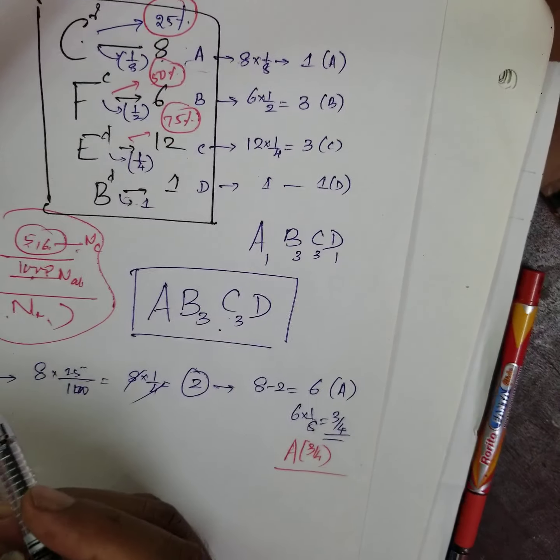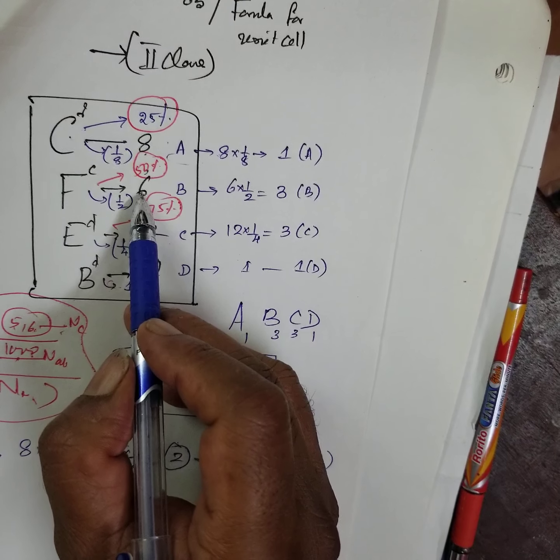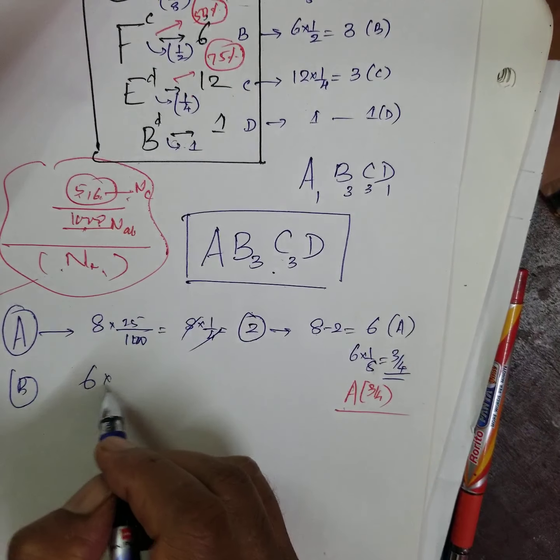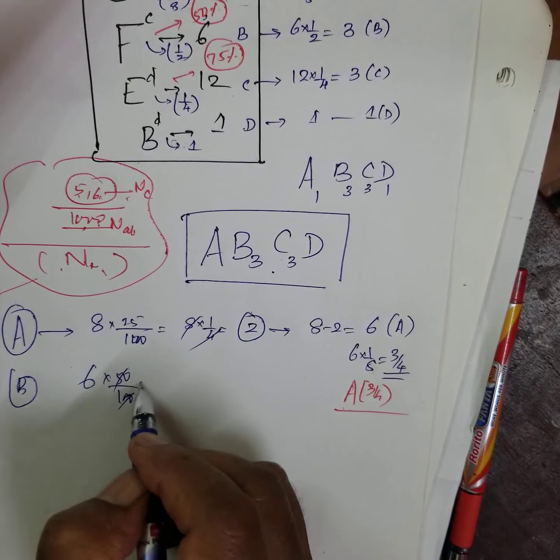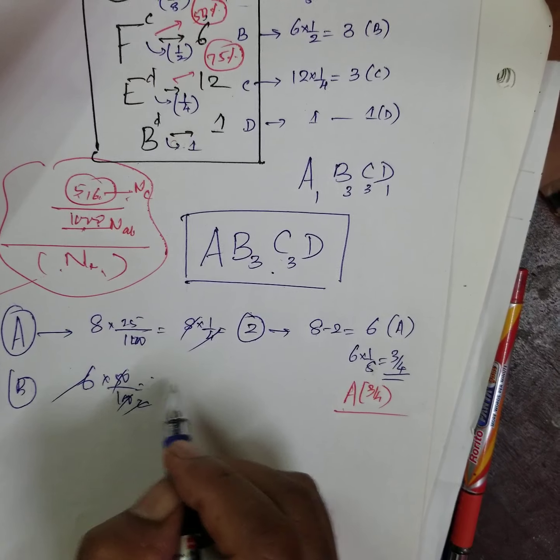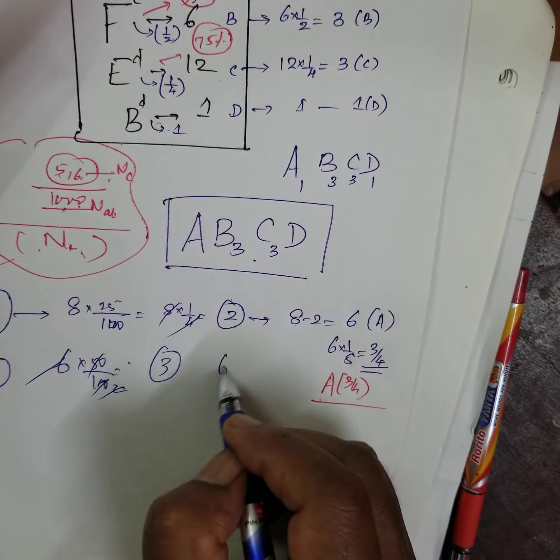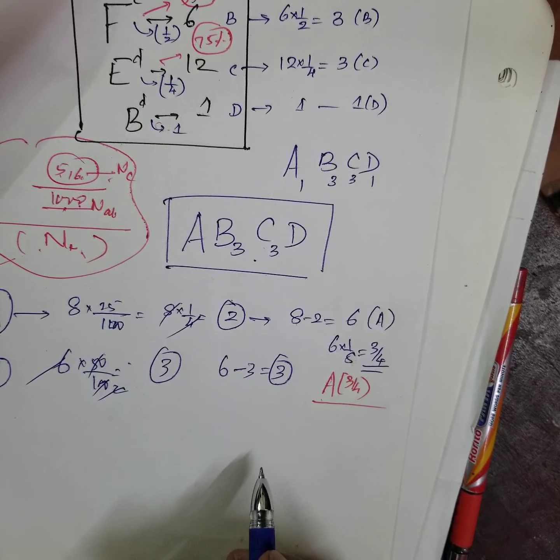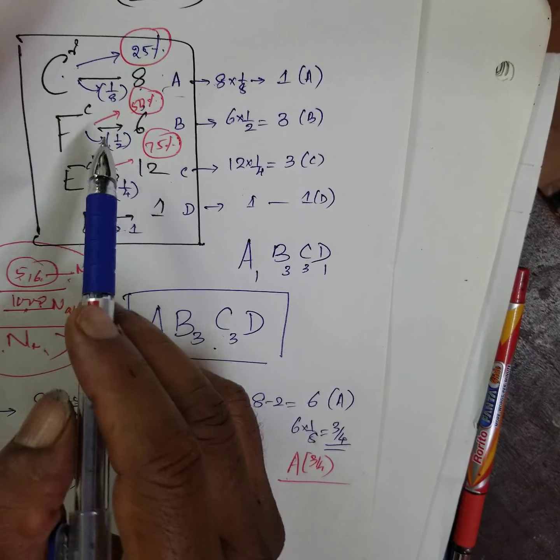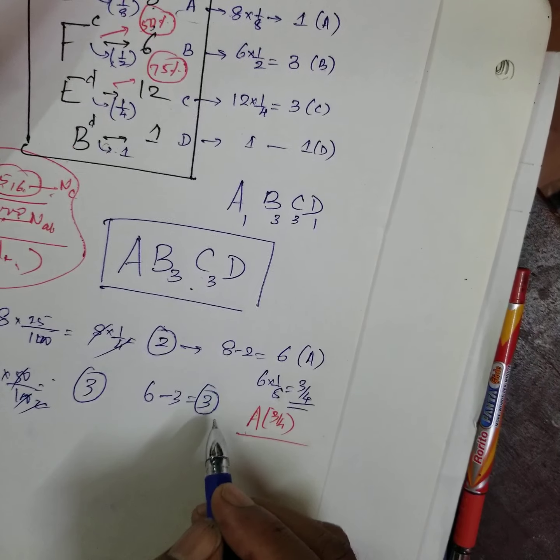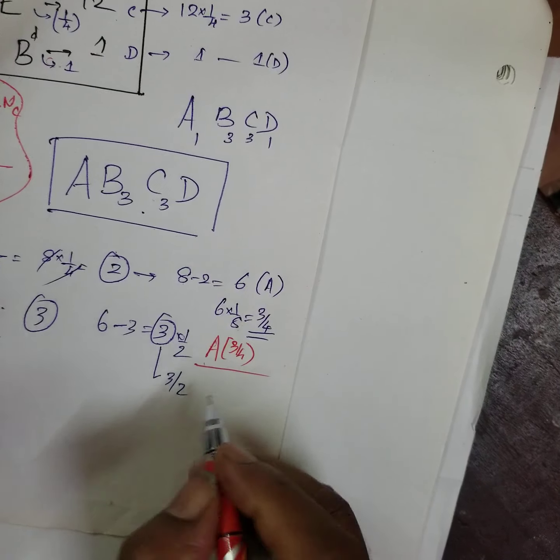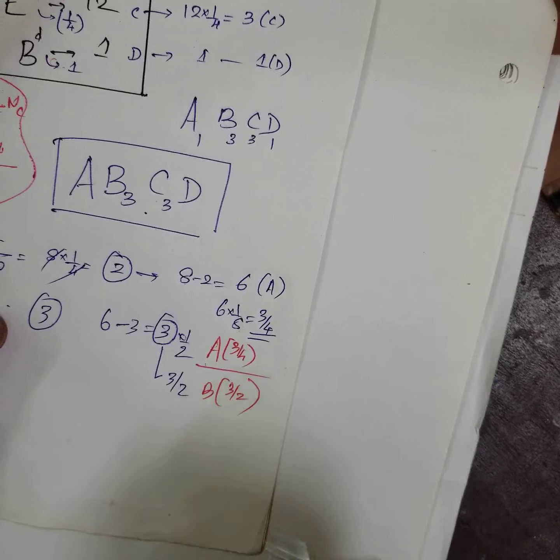Now, second, what did they do? They removed 50% of the atoms at the face center, that means B. How many atoms are available? 6. 50% means 50 by 100, that is 3 atoms. How much is remaining? Total available is 6, 3 is removed, so only 3 are remaining. What is the contribution of the face center? Half. Therefore, 3 into half is equal to 3 by 2. Therefore, for B you have to write 3 by 2.